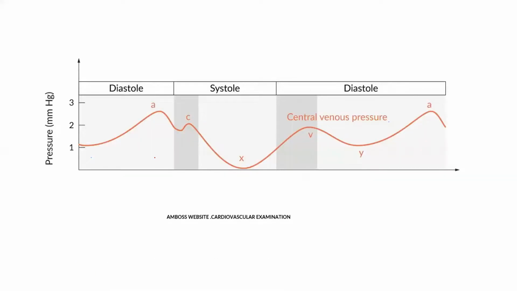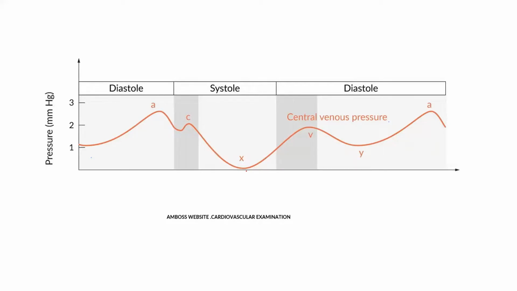Good. Now, for the central venous pressure or jugular pressure, this is what you get. A, C, X, V, and Y. A stands for what? Atrial contraction. X stands for what? After the atrium contracts, what does it do after that? It relaxes. Yes. So this is the atrial relaxation.